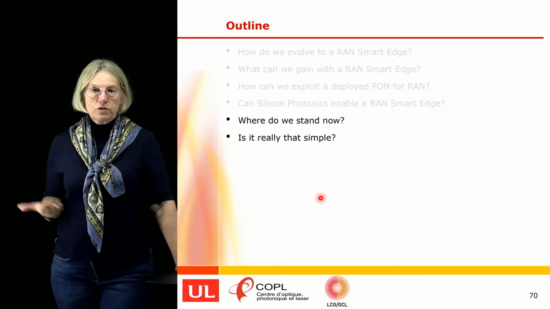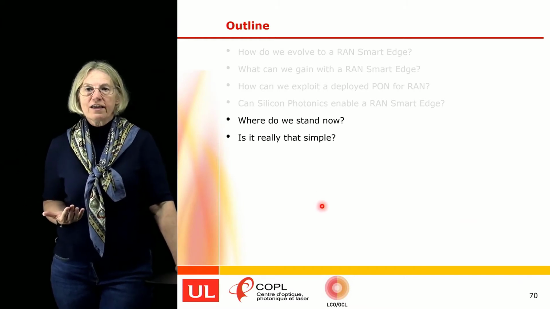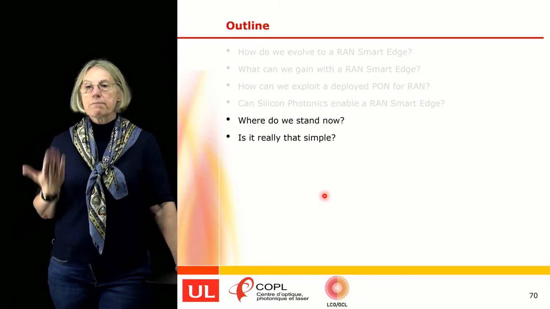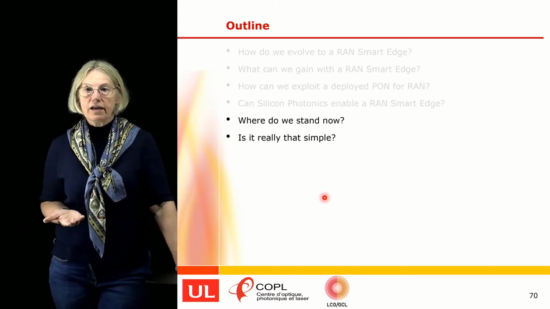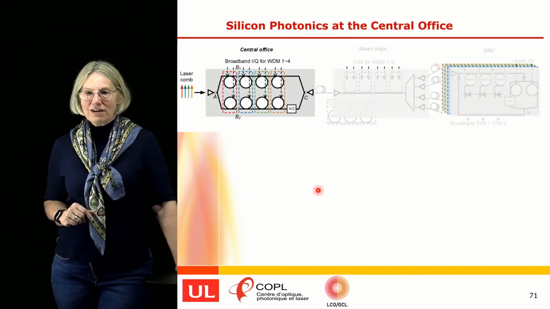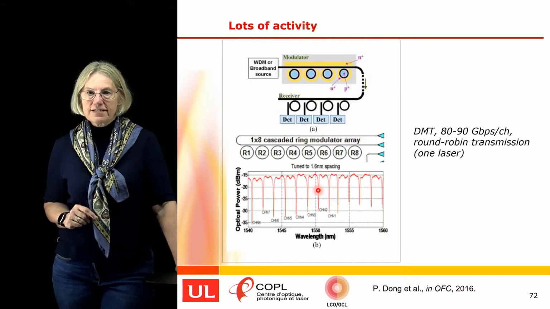So now I've shown you the solution, what the architecture looks like, and the next question is, where do we stand now? Have we demonstrated that this is possible, and where does the technology stand today? I'll take you through each one of our subsystems. Let's start with the central office.